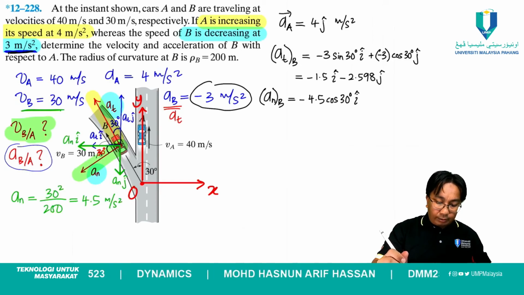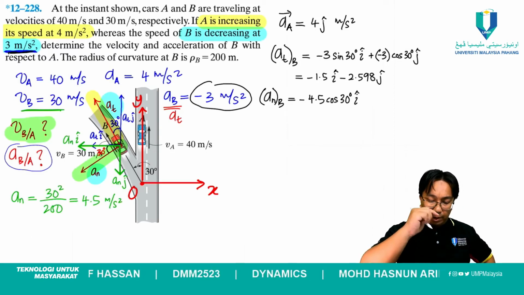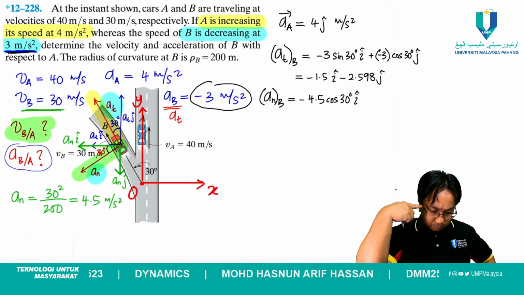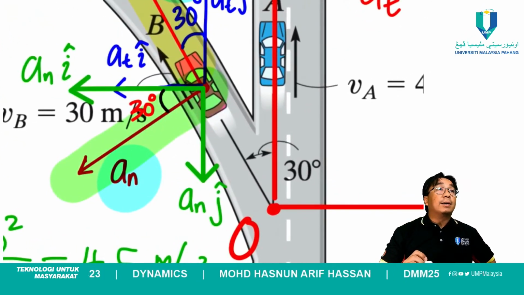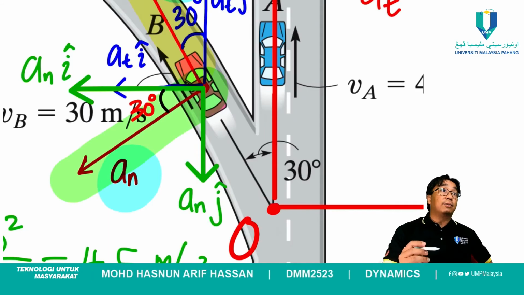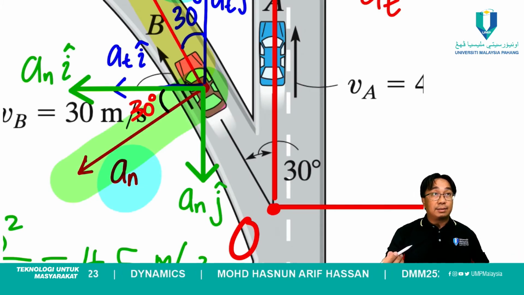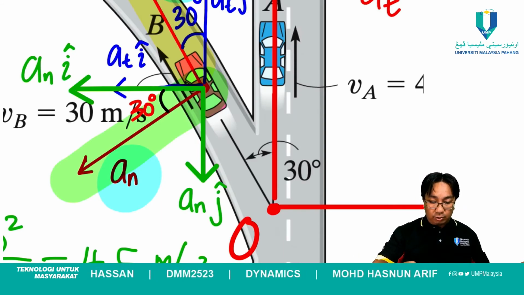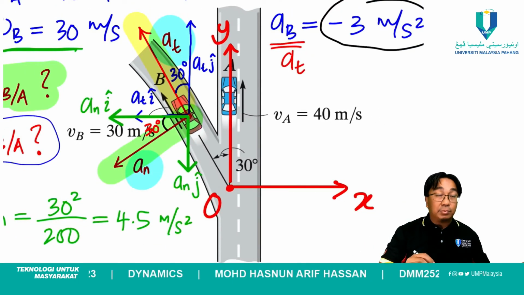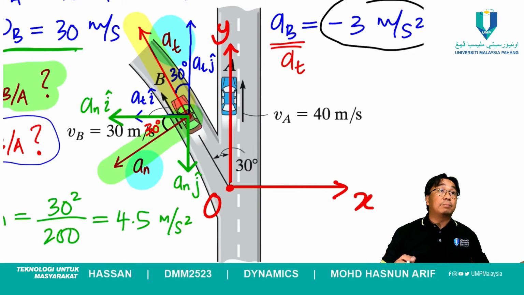Sir, may I ask why the sign of the i is negative? Which one? a_nB, negative 4.5? Negative because, if I zoom in, when we resolved just now, a_ni is pointing to the left, which is the negative direction of the x-axis. a_nj is pointing down, which is also the negative direction of the y-axis. Because earlier we have defined this coordinate system, the red color. Can you see it? Yes. So that is the reason why it becomes negative.